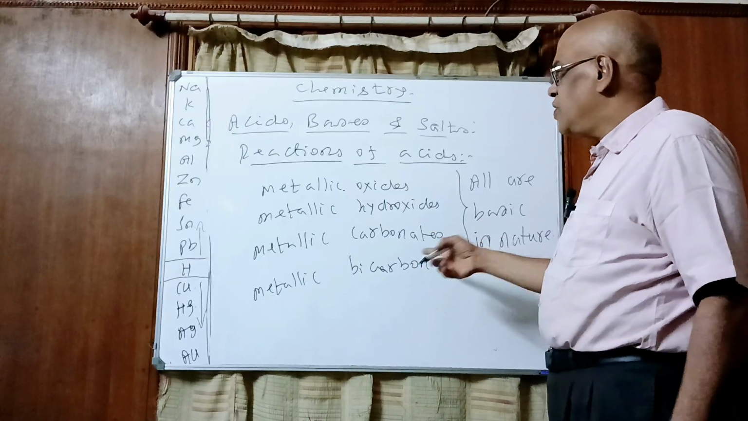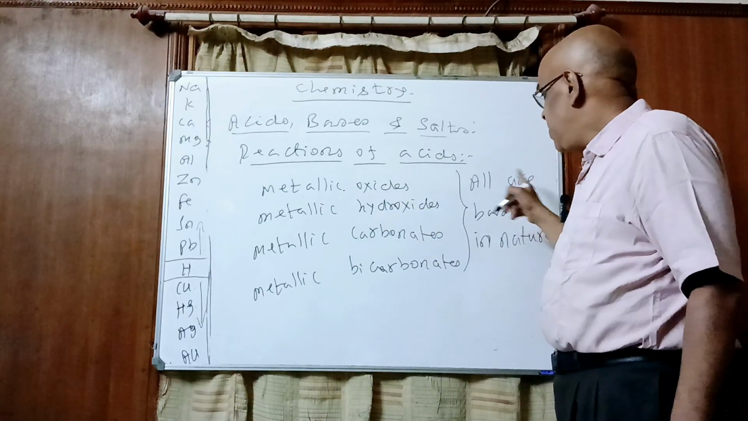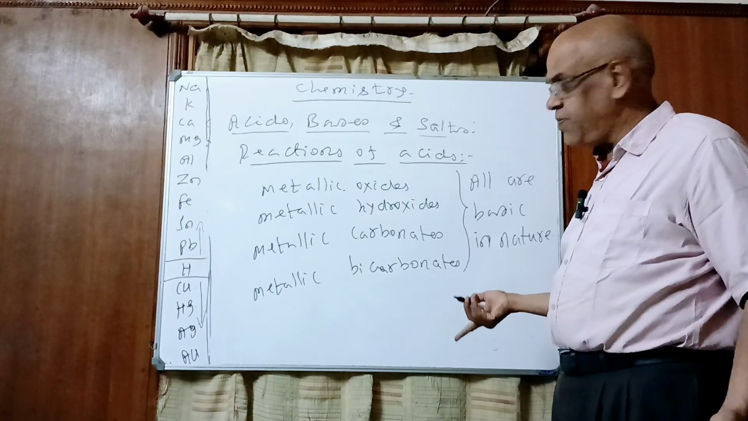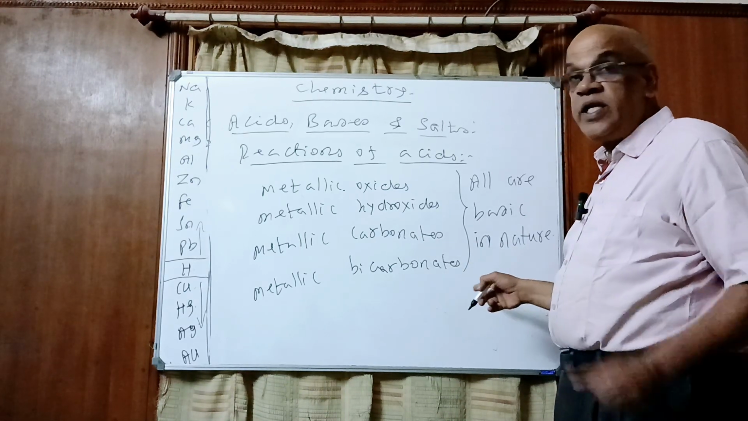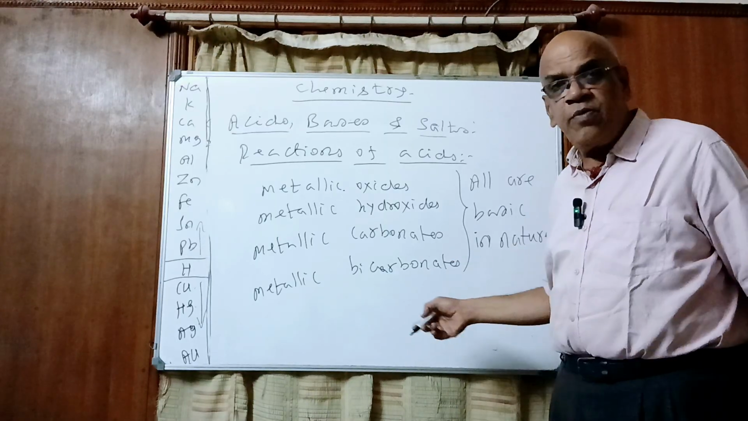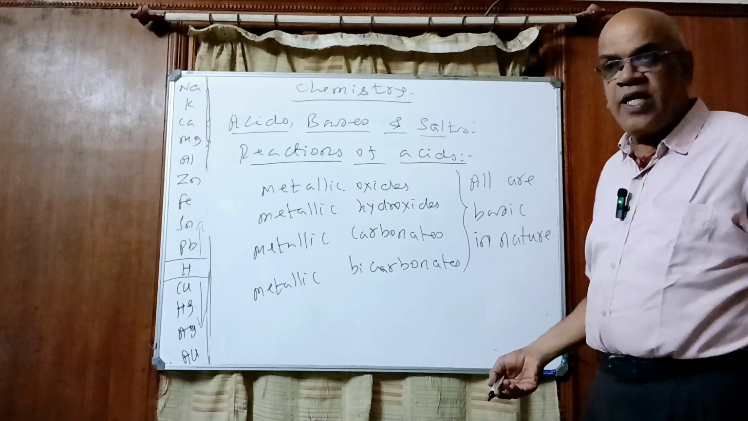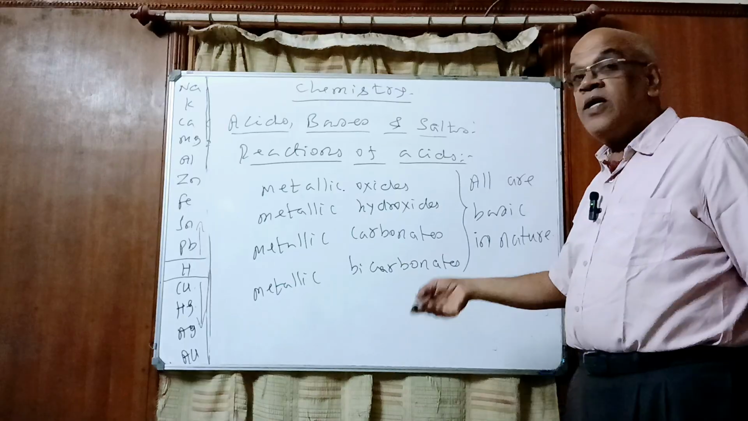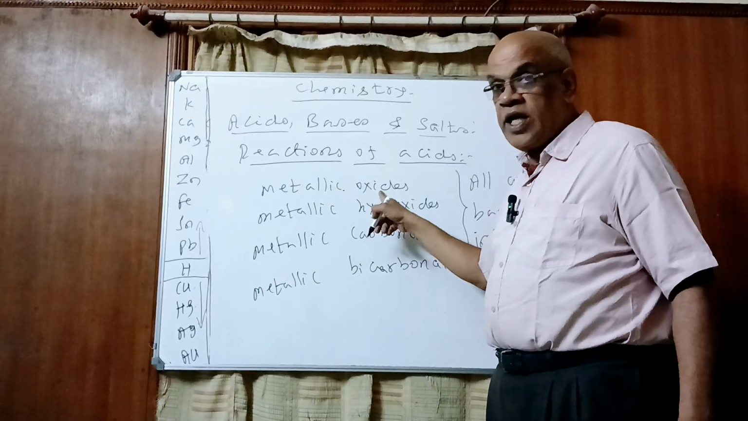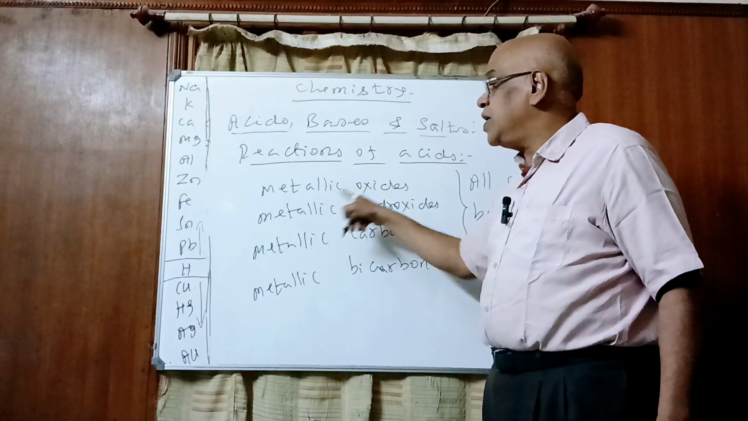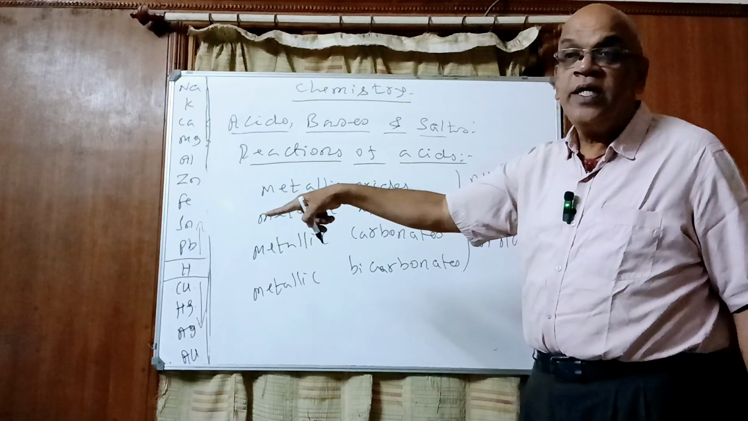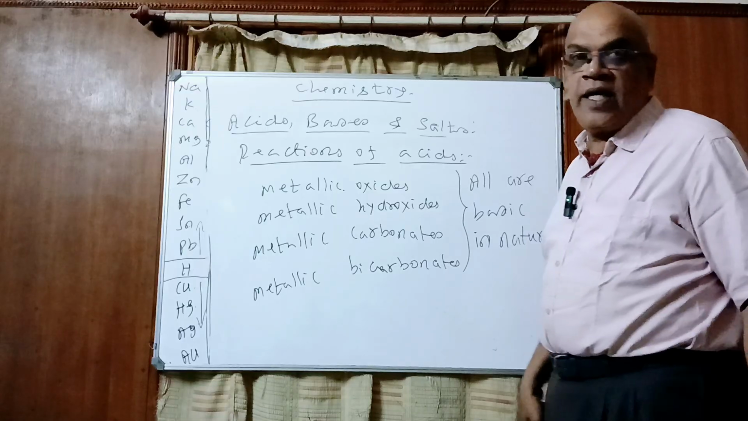If you know that metallic oxide is a base, metallic hydroxide is a base. Already we know hydroxides are bases. Metallic carbonates are also bases. Metallic bicarbonates, they are also bases children. All are bases. Now tell me children, take for example metallic oxide, sodium oxide, calcium oxide or potassium oxide, which are bases. If they react with acid, what's the end product? Salt and water. Yes or no?